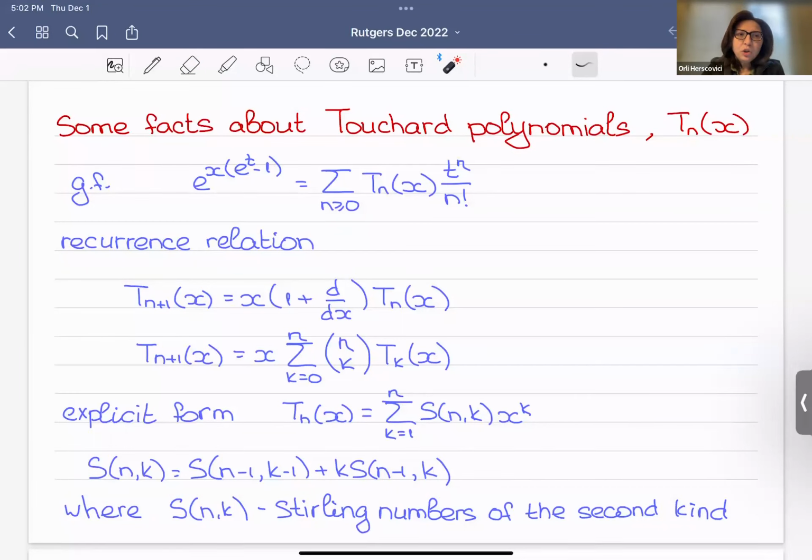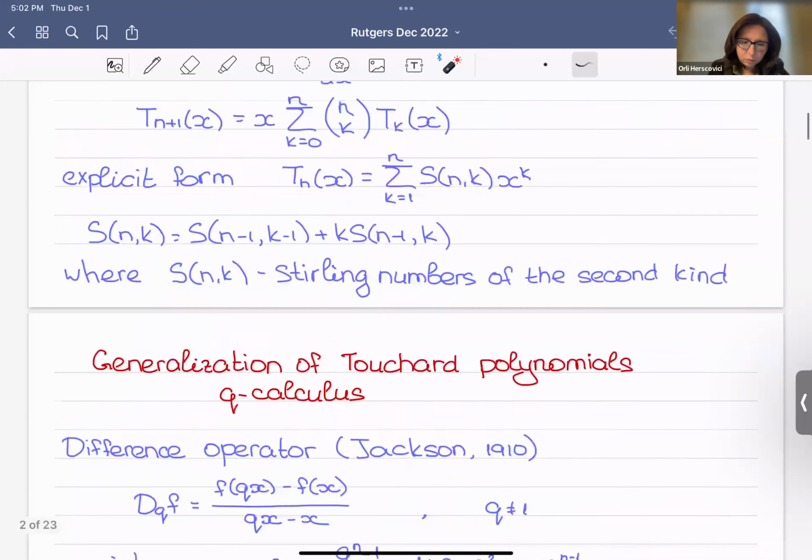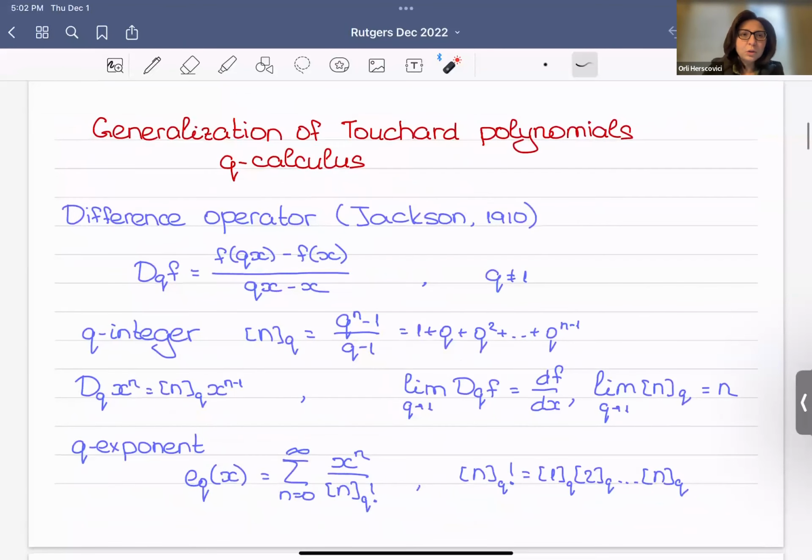So now, about generalization. Combinatorial people working on generalization of polynomials or numbers or whatever usually use q-calculus. So if you don't work with q-calculus, let me define a few terms from q-calculus just so that we will know what we are talking about.